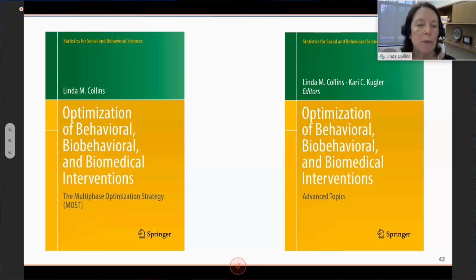And I can recommend these books to you without fear of conflict of interest because they are available for free download at most university libraries in PDF form through the Springer portal. So that concludes my presentation, and I would be very happy to listen to any comments you have or answer any questions.